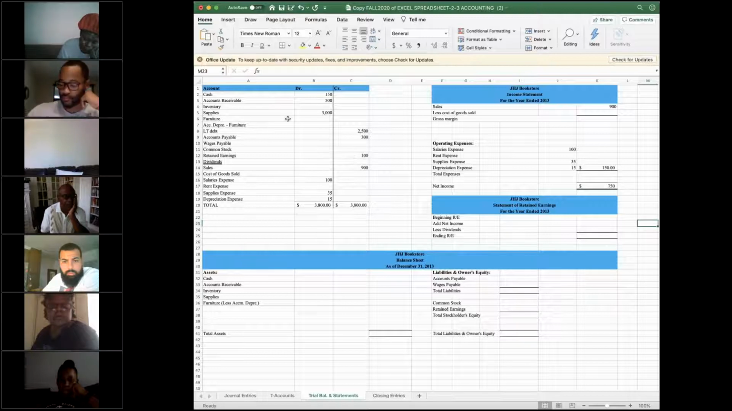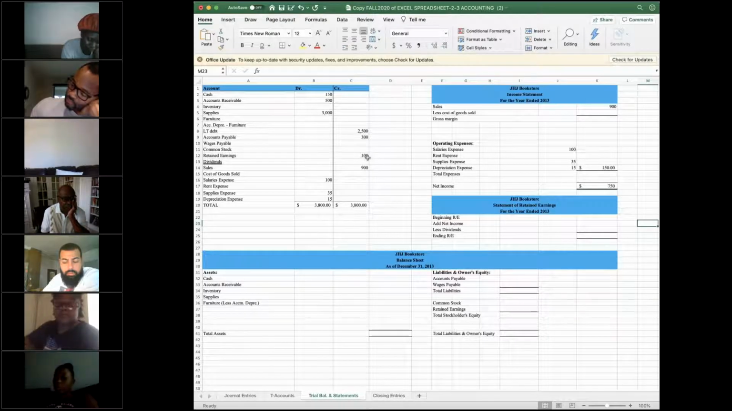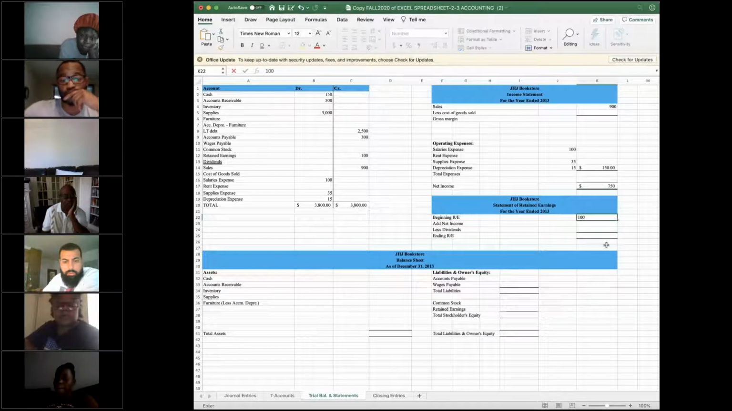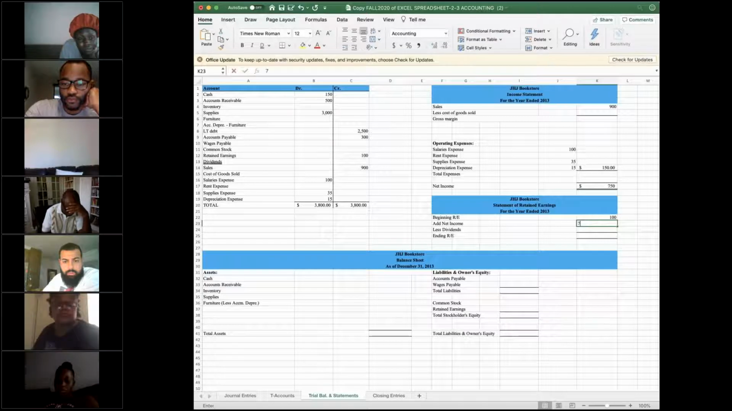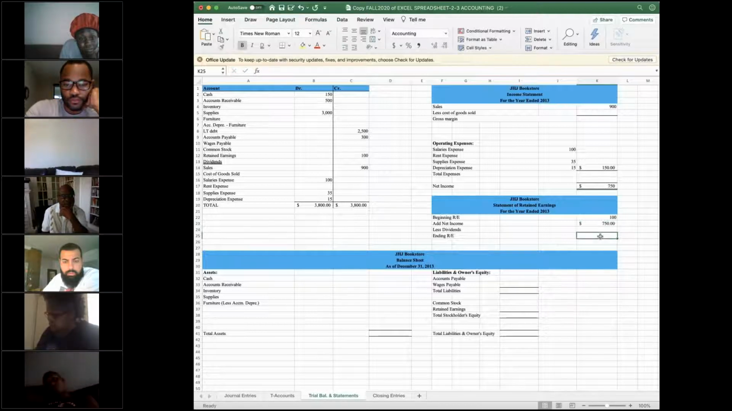So if you've got a trial balance, you simply draw a line at the dividends. Every account below dividends goes on the income statement. Our beginning retained earnings was what? 100, right? As we do the statement of retained earnings, the net income was 750. There would be no dividends, so the ending retained earnings would be 850.